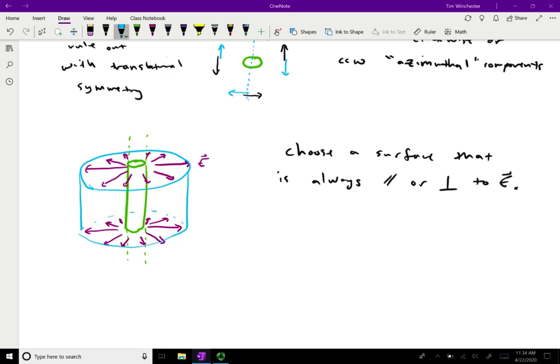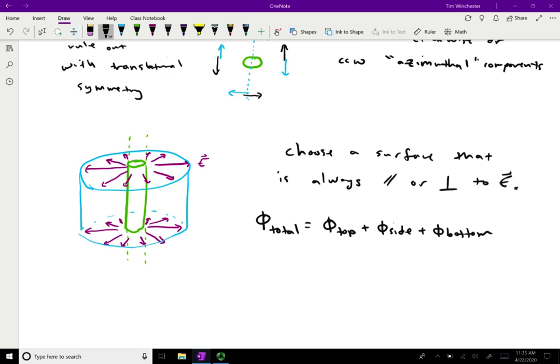Like so. Okay, so that cylinder has three parts. It's got a top, a bottom, and then that curved side. All right, so the flux through the whole surface is going to be the sum of those three. It'll be the flux through the top, plus the flux through the side, plus the flux through the bottom.